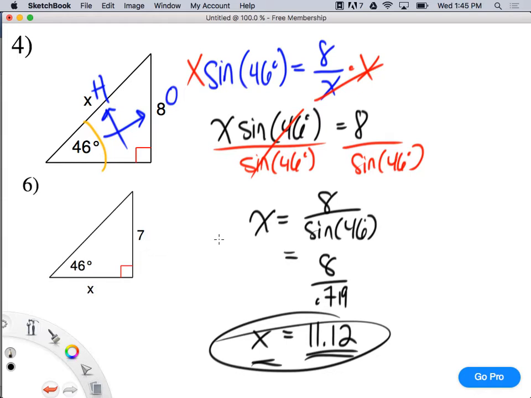Do number 6 now. Would number 6 be also like opposite. That's not. This is the hypotenuse.